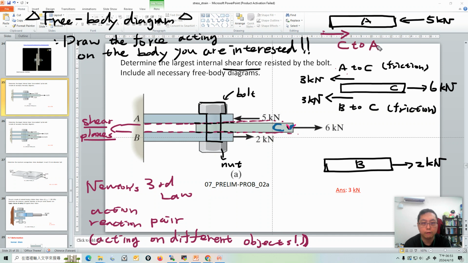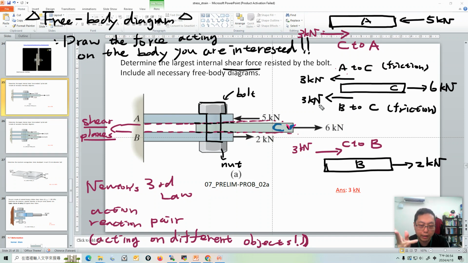And here is B to C. There's an equal and opposite force here, it's C to B, in the opposite direction and equal amount. So there's 3 kN here. Here and here is an action and reaction pair, equal and opposite, so it must be 3 kilonewton and opposite in direction.